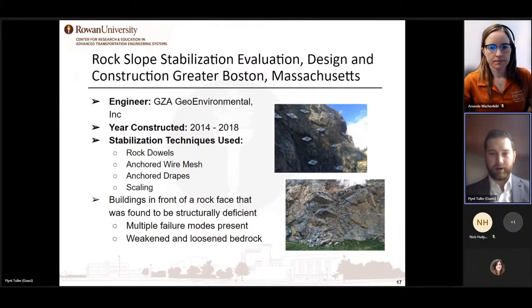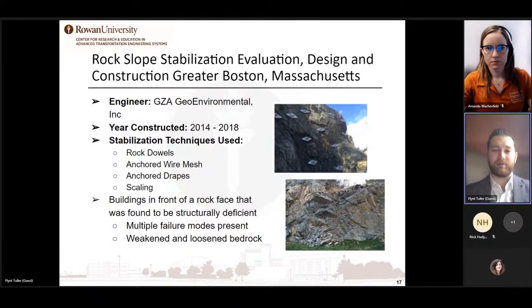Rock falls were occurring, and so engineers were brought in to stabilize it after they used LiDAR technology to kind of gauge everything and find out the data behind it. They decided to utilize rock dowels, anchored wire mesh, anchored drapes, and scaling on it. Scaling, of course, just being an external method that we're not really talking about today. And of course, rock dowels, no real surprise to find them here. So I've said a couple times, they're kind of the gold standard.